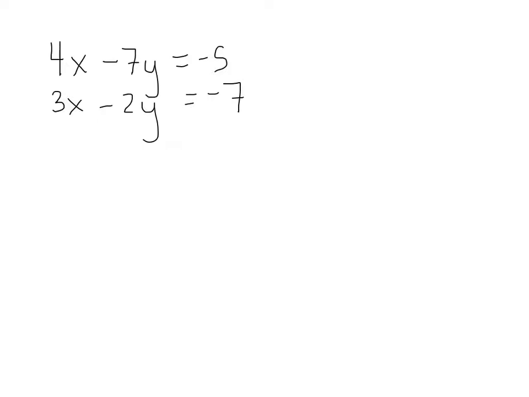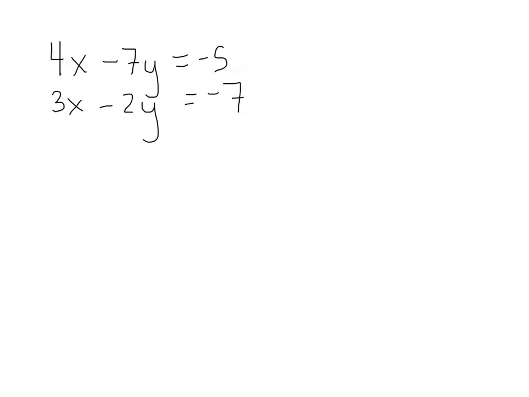So this is example 3 on solving system of equations by elimination. This problem's a little different because you can see there's nothing I can multiply 3 by to make it -4 so I can add them. And there's nothing I can multiply -2 by so that I get 7. That way I can add these and eliminate a variable.